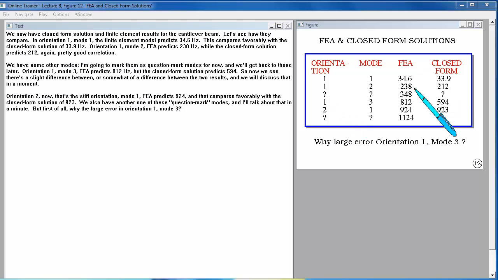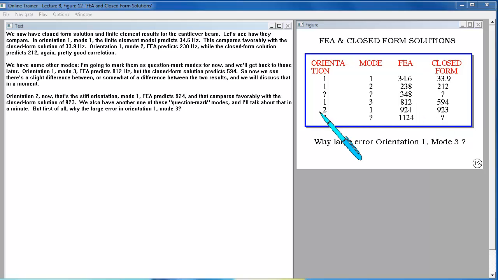We have some other modes. I'm going to mark them as question mark modes for right now, and we'll get back to those later. Orientation 1, mode 3, FEA predicts 812 hertz, but the closed form solution predicts 594. So now we see there's somewhat of a difference between the two results. And we'll discuss that in a moment.